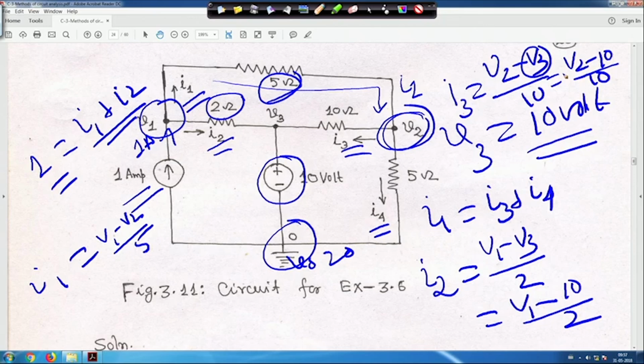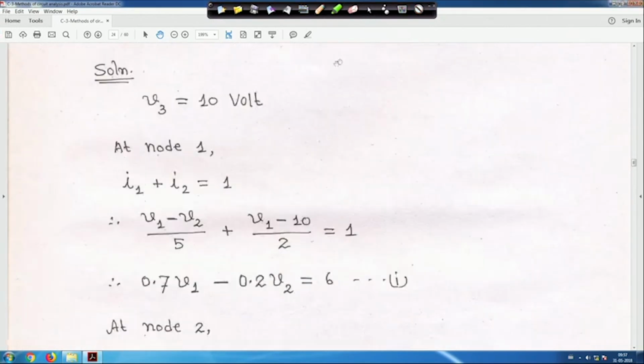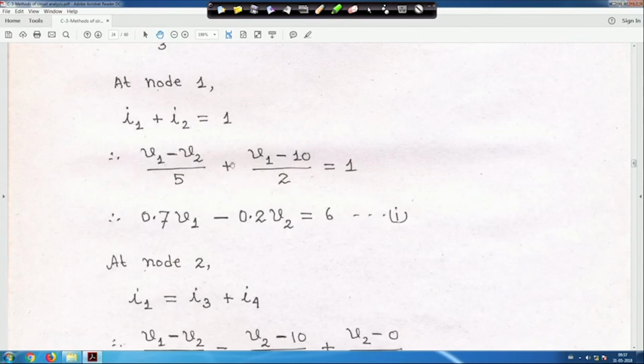These are all the equations. Now, go to the solution, where all these things are explained. Whatever I said, now V3 is equal to 10 volt. At node 1, I1 plus I2 is equal to 1, I told you. Substitute I1 and I2, where I2 is also (V1 minus 10) by 2, I told you.